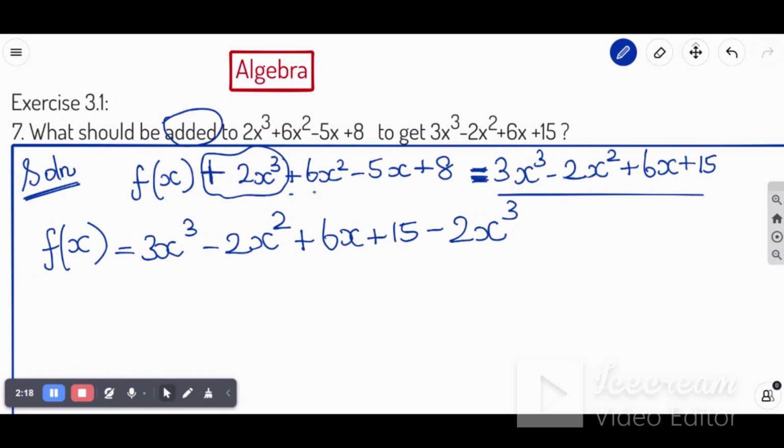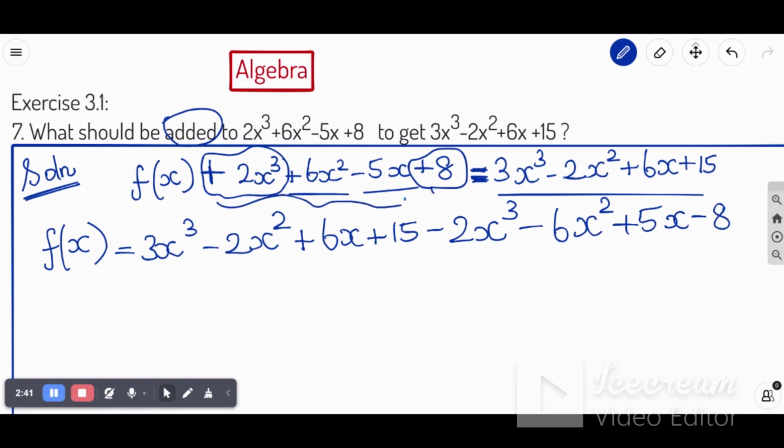So now move this term. This is again plus 6x square. It becomes minus 6x square. And then this term, minus 5x. Do you know what it becomes? Yes, it becomes plus 5x. The minus becomes plus and the plus becomes minus. Now we have a plus 8, and what do you have to put? Minus 8. I am taking all these polynomial terms to the other side of this equation, so I am changing the symbols.